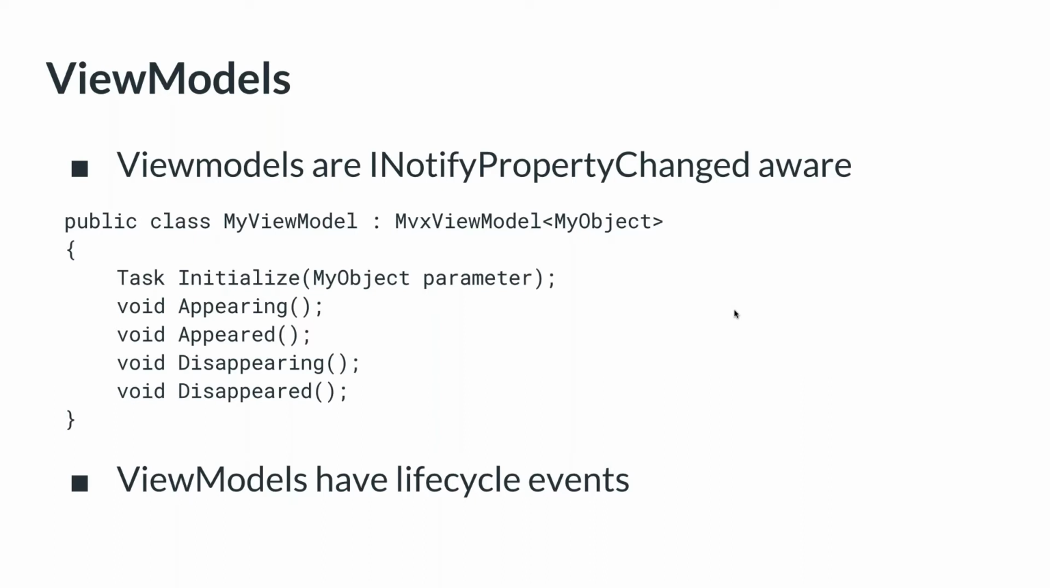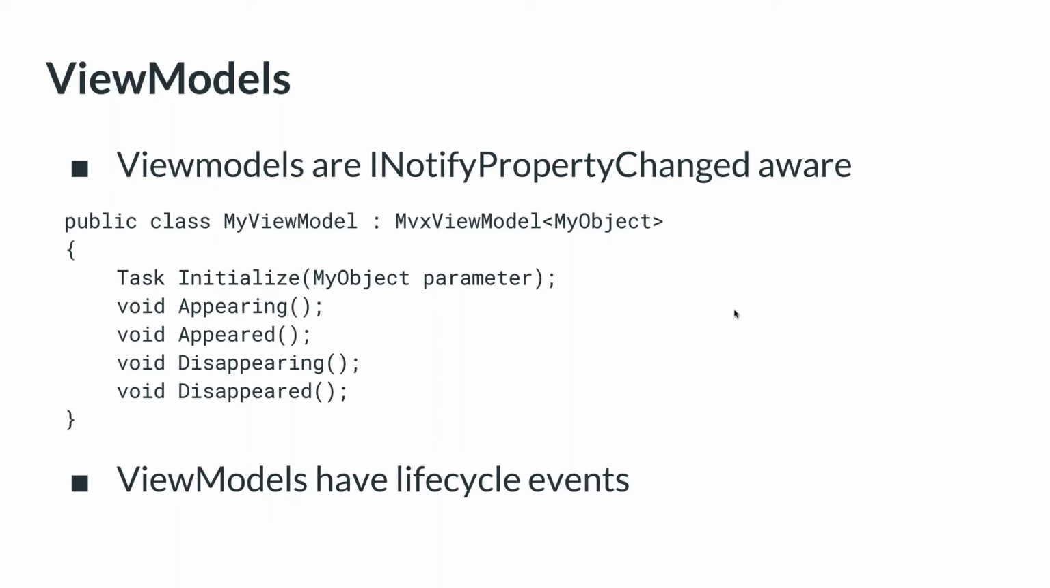What you see here is just a really small class called MyViewModel, and it extends an MvxViewModel. MVX is sort of the standard naming convention in MvvmCross. All the classes that you can use start with MVX. In this case, I've added a generic MyObject, and this means that the object will be sent to my view model when I navigate to it. So this is a way of navigating to a view model with parameters.